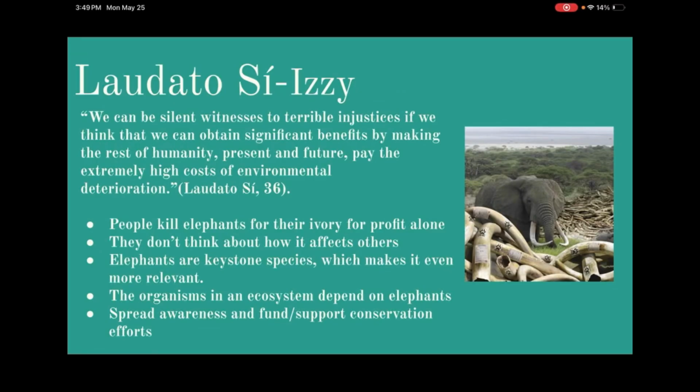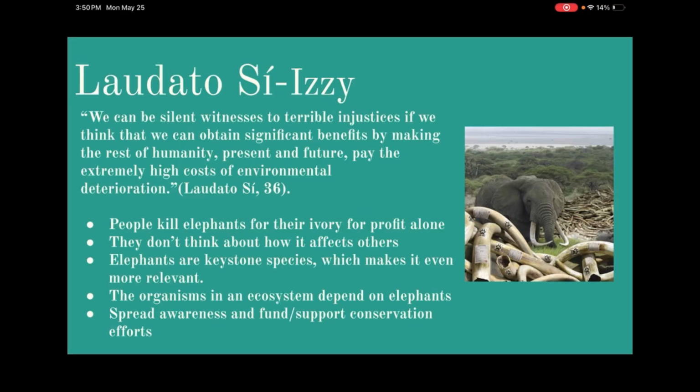Laudato Si. The quote I chose is that we can be silent witnesses to terrible injustices if we think that we can obtain significant benefits by making the rest of humanity, present and future, pay the extremely high costs of environmental deterioration. This quote is saying that people can cause serious harm if we choose to benefit from harm to the environment and others. For example, if we allow and ignore elephant poaching because it gives us profit, even though it harms the environment and our future, we are causing serious harm.